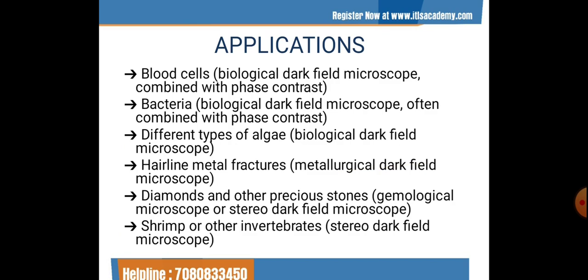Okay, the main applications of the dark field microscope: blood cells can be viewed; biologically, dark field microscopy combined with phase contrast can be used; it is used for bacteria, often combined with phase contrast. Different types of algae and hairline metal fractures can be seen, as metallurgical dark field microscopes are used. Diamonds and other precious stones can be viewed. Shrimp or other invertebrates can also be viewed through the stereo dark field microscope.